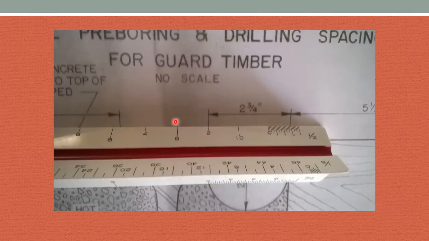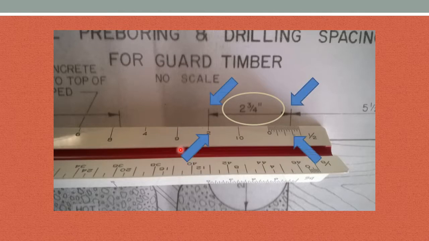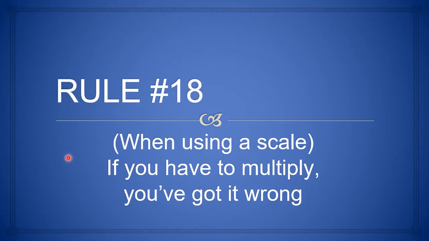Same thing, 2 3/4 between there, the whole number, and the decimal. So rule number 18 of print reading is when you're using a scale, if you have to multiply to get the answer, you've already gotten it wrong. So let's talk about some dimensions.